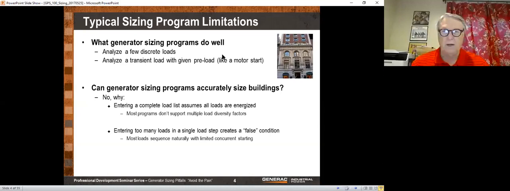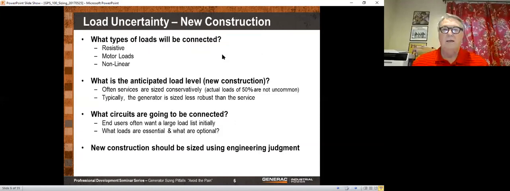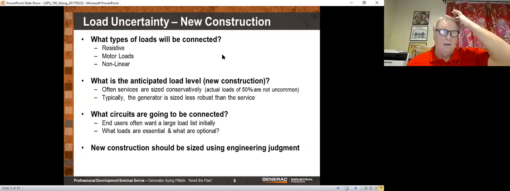There are generally 3 ways to size a generator, and this indicates some of the limitations of typical generator sizing programs. The first way to size a generator is with the utility bill. A lot of people will come to me and say, hey, here's my utility bill. We use so many kilowatt hours. Can you size a generator? No, that's completely useless information. But if you say, here is my demand in kilowatts, now that helps.